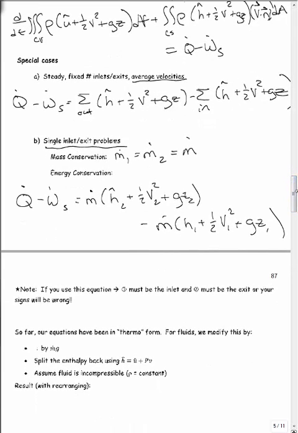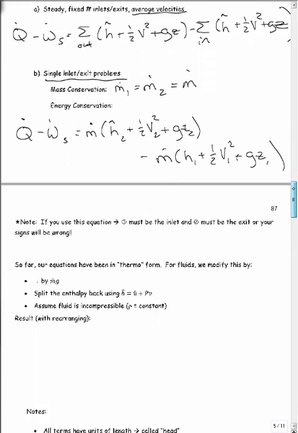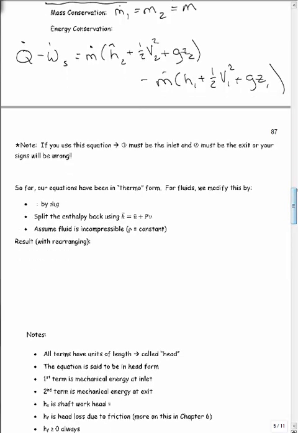1 has to be your inlet and 2 the exit. If you get those backwards, your signs will all be wrong. Okay, so that was the thermoform. We used our Reynolds transport theorem from fluids to come up with it, but what we ended up with was our thermoform. What we want to do is rearrange this a little bit to come up with our head form, which is our fluids form of it.